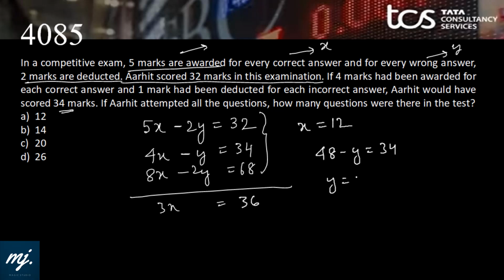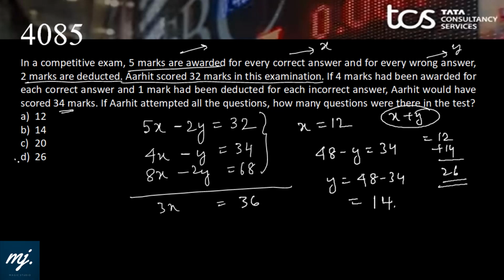Now 48 minus y is 34. Therefore y equals 48 minus 34. That is 14. Now the question is, how many questions are there in the test? We have x plus y number of questions in the test. 12 plus 14 is 26.